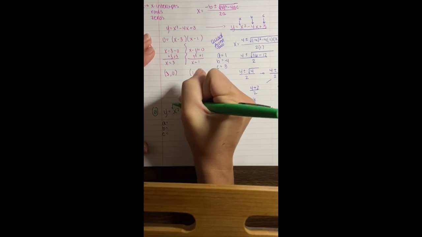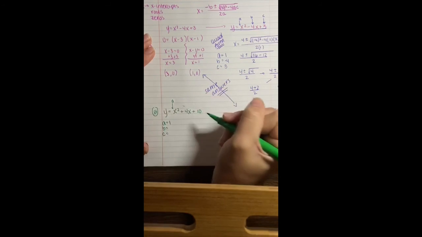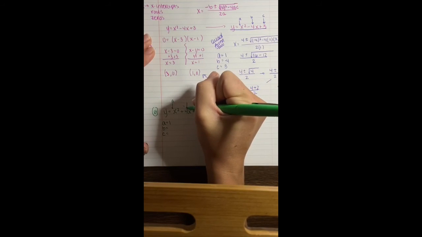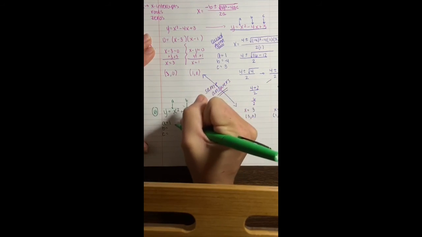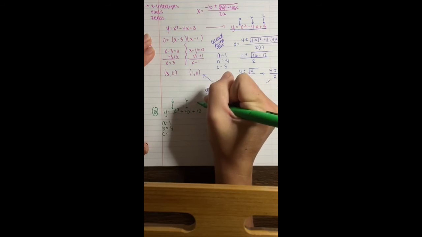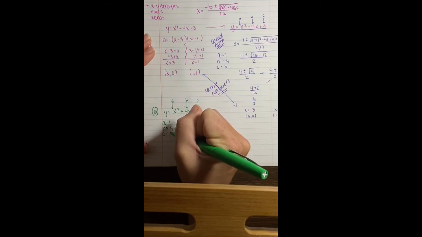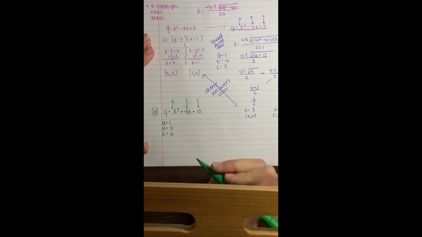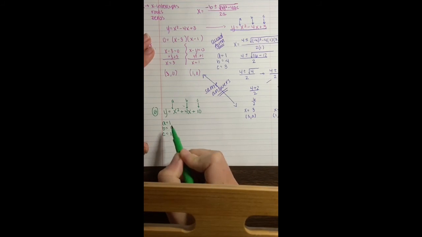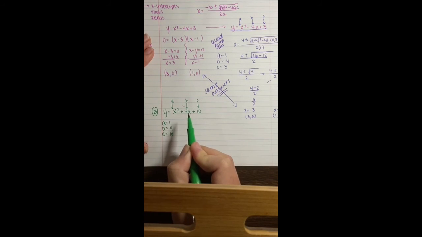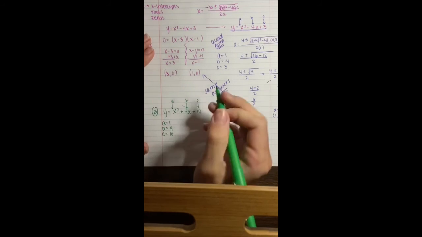Remember, our A is in front of our x squared. In this case, it's 1 again. Our B is in front of the x. It's 4. Our C is that constant, which is our C term, and it's 10. Okay, I want to see this every single time. Remember, only numbers go here. No x squared, no x, nothing like that, just the numbers.